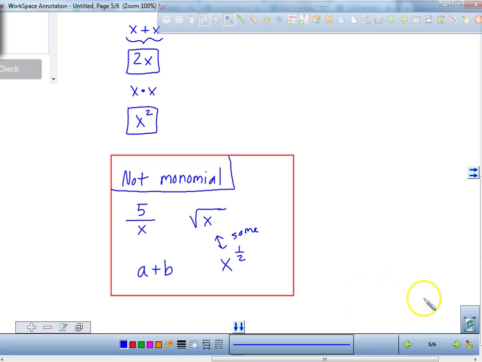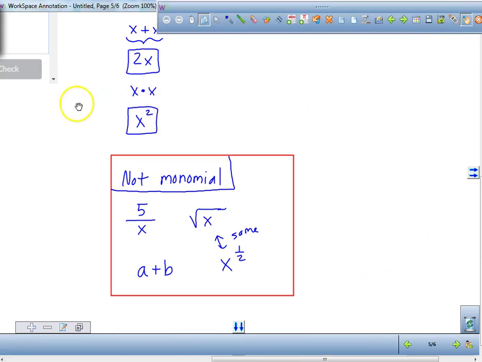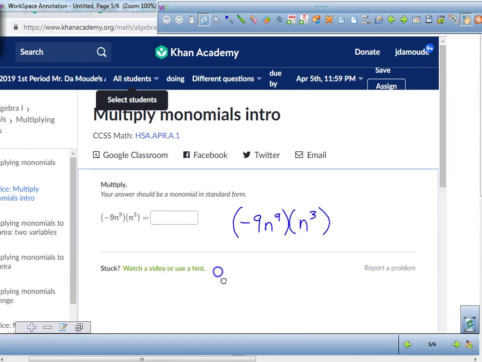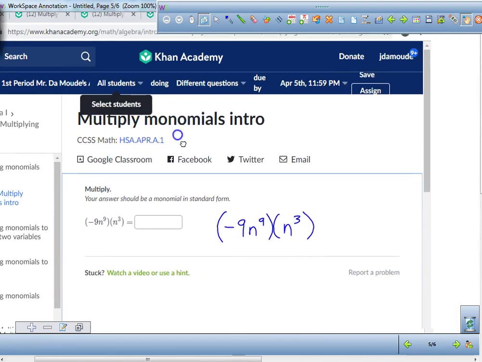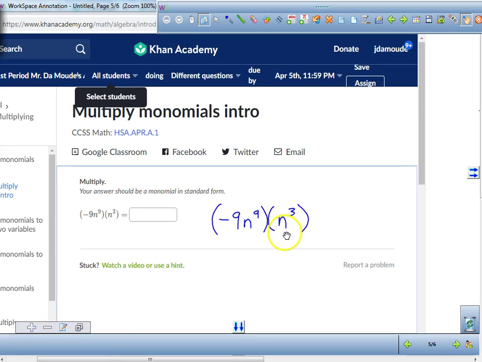So what we're going to do now is we're going to take this information, okay? And what are we multiplying right now? We're multiplying simply what? Monomials. We're taking this monomial and we're multiplying it to this monomial. This is what you're going to be doing today.